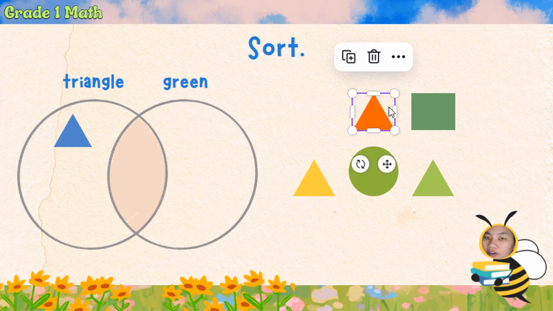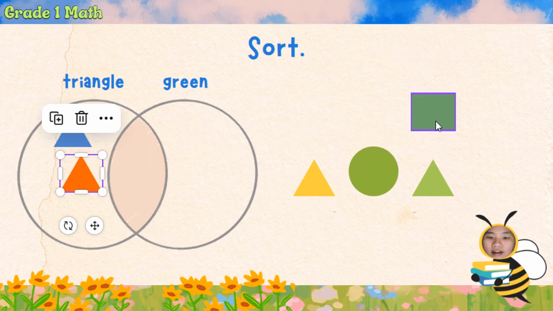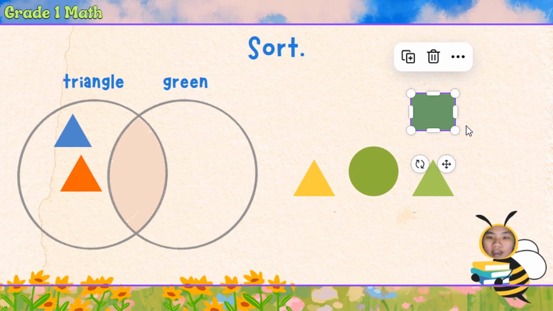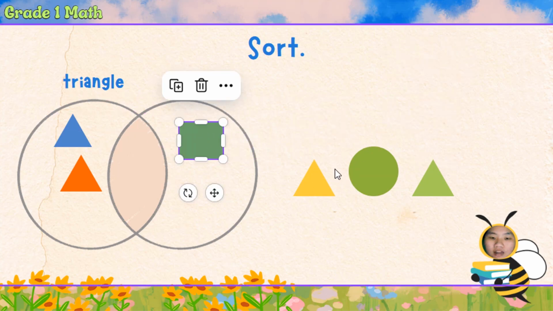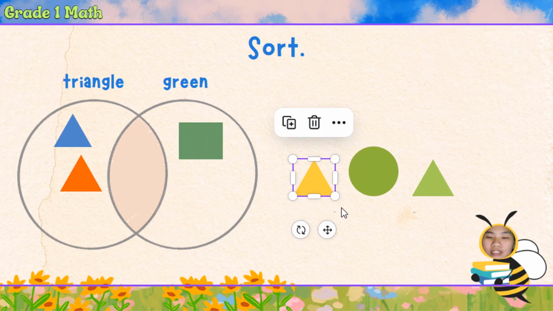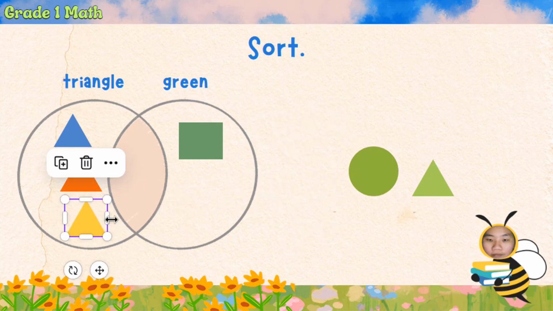Second shape, is it a triangle or no? Well, it is a triangle, so I'm leaving it here. Next up, is this a triangle? Well, no, it is a square. But what color is it? It is green, okay? So I'm putting it in this part. Next up, what shape is this? Well, obviously, this is another triangle, so I'm going to put it here.